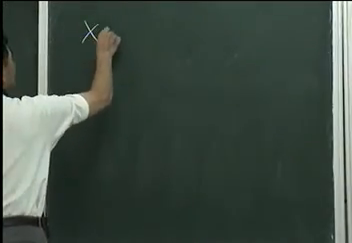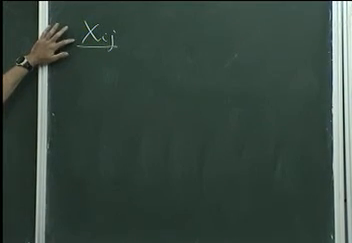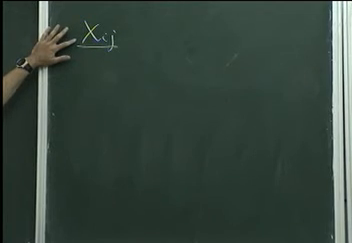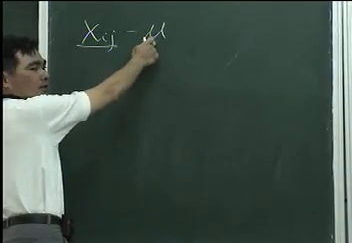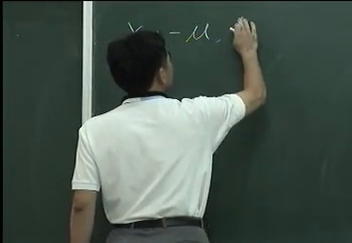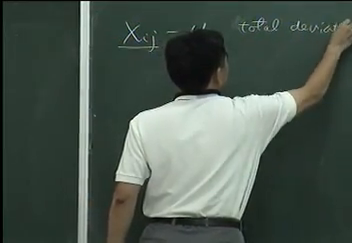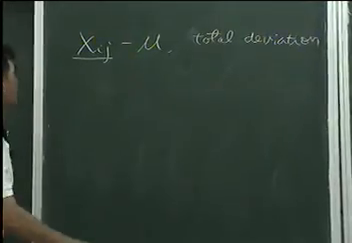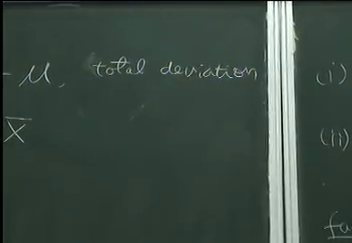Okay, so we get a sample out of the products. And of course, we are looking at this individual item with the whole population. So this is the mean for all of the products. This is what we call the total deviation.